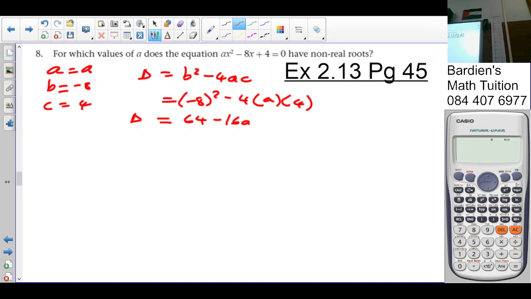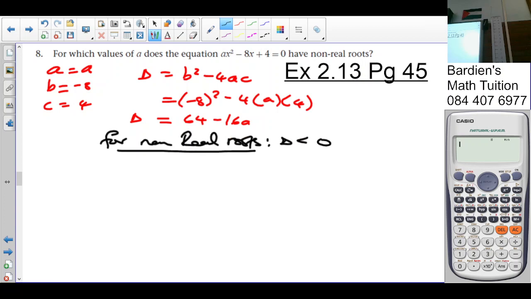No. Then the question says non-real. So we say for non-real roots, what do we know? Delta is less than 0. Delta is going to be negative. So delta is 64 minus 16a. It has to be less than 0, which means negative. Negative 16a must then be greater than negative 64.